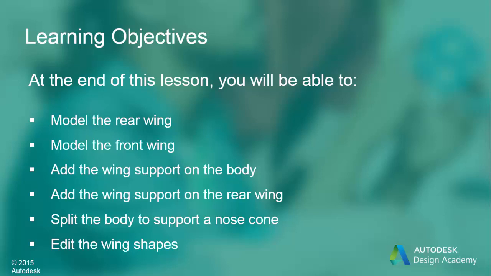In this lesson we're going to be modelling the rear wing, also modelling the front wing, adding a wing support onto the body, also a small wing support onto the rear wing, split the body to support the nose cone, and then edit the wing shapes.